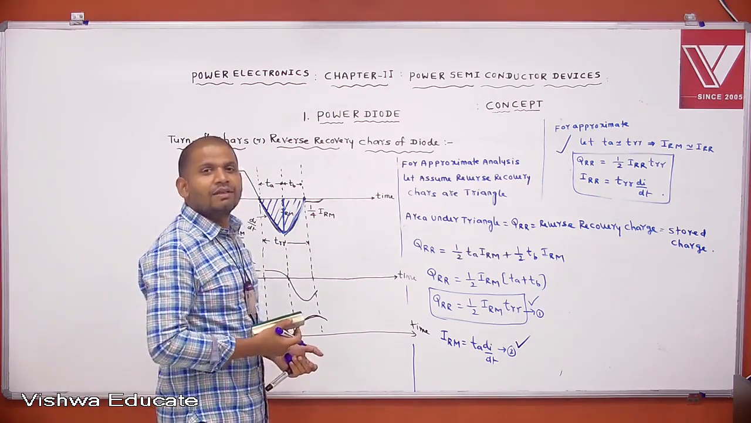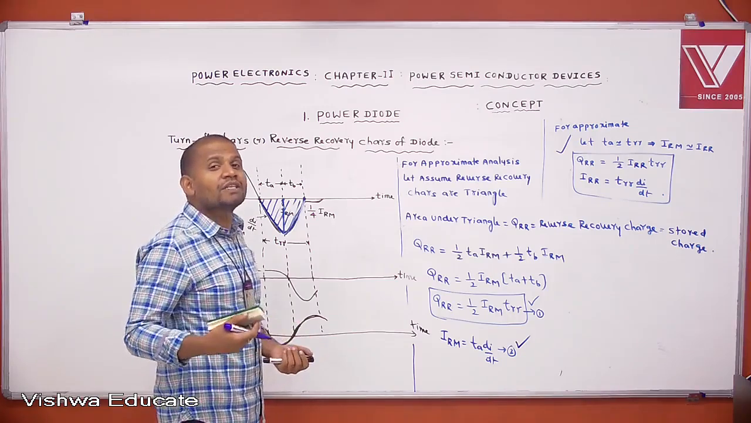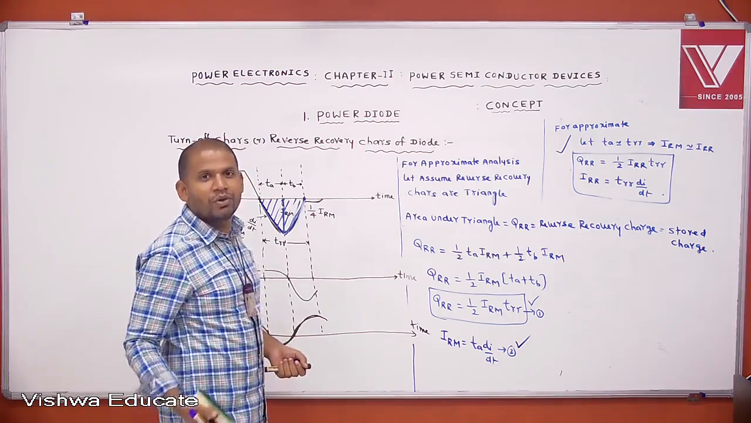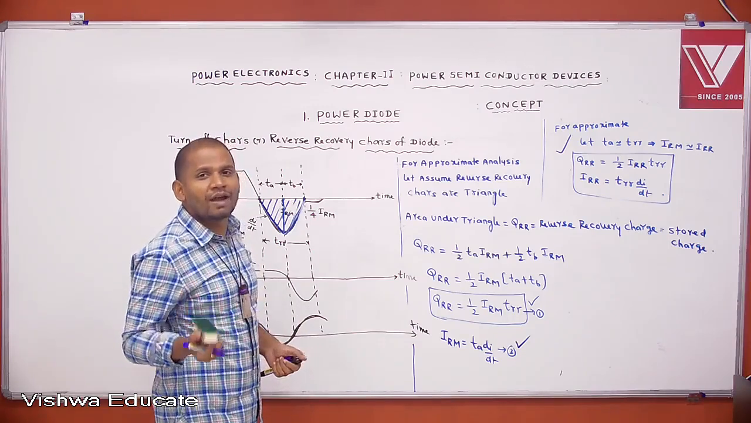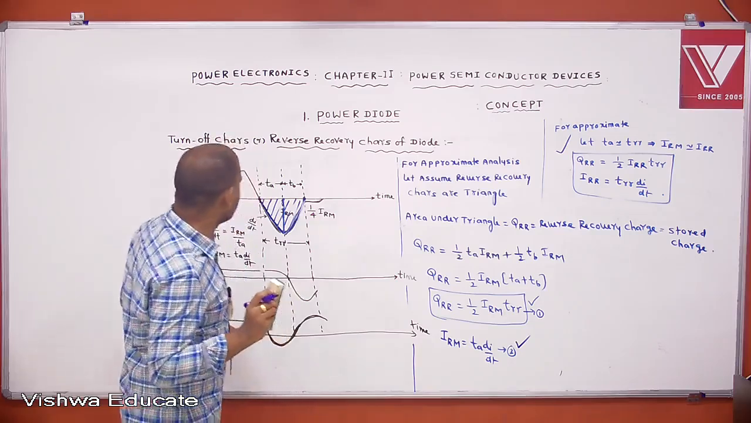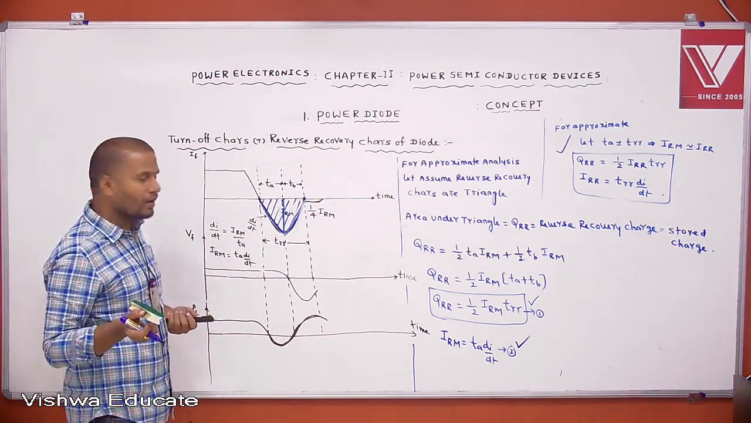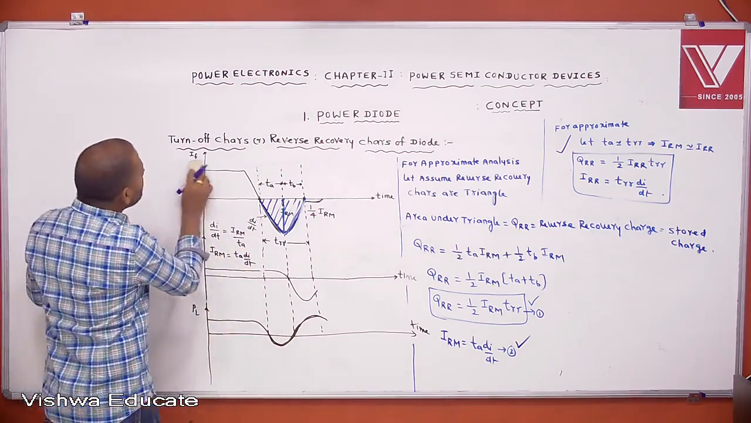But here, in order to give significance to TB and TA, I want to define one factor. That is nothing but the softness factor of a diode. We want to define the softness factor of a diode. Now see, how to define the softness factor of a diode?